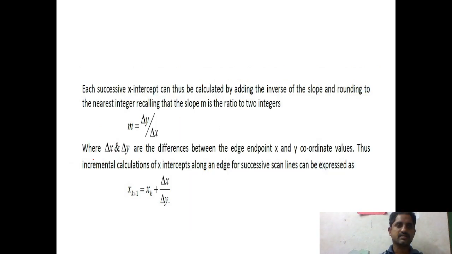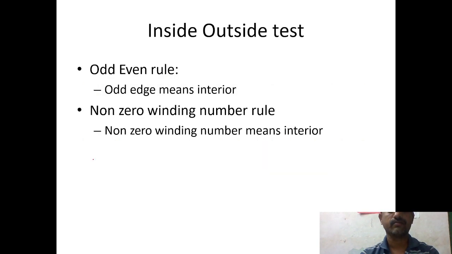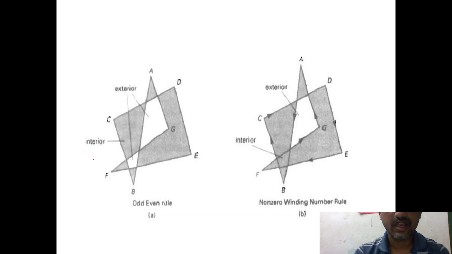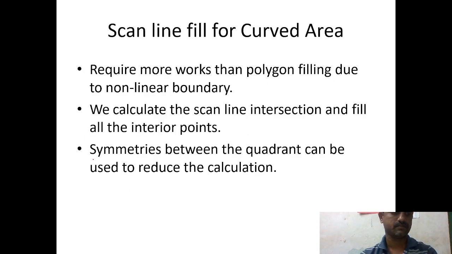So each successive x-intercept can be calculated by adding the inverse of the slope and rounding to the nearest integer. Recalling the slope for two integers, m equals delta y by delta x. Based upon the differences delta x and delta y, we can find the edge point, that is xk plus 1 equals xk plus delta x by delta y. Then the odd-even rule: an odd number of edges means interior, and a non-zero winding number means interior. These are exterior, interior, odd-even, and odd values. Okay, thank you.